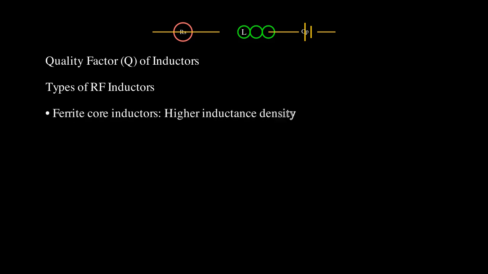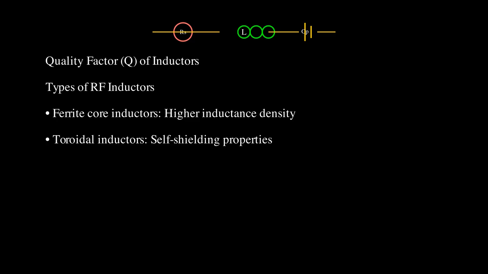Ferrite core inductors provide much higher inductance in a smaller package. Modern ferrite materials have low losses at RF frequencies, but they can introduce distortion in high-power applications, and their properties vary with temperature. Toroidal inductors use donut-shaped cores that provide excellent magnetic shielding.